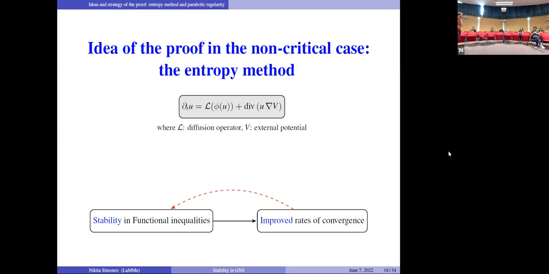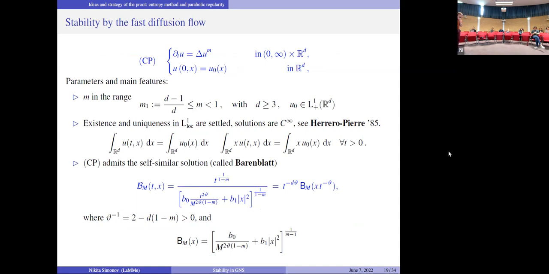Okay. Now, what is the equation that we use? It is what is called the fast diffusion flow. So it's a nonlinear equation, ∂_t u equals Laplacian of u to the power m. m here is assumed to be less than one and bigger than this parameter here. And for simplicity here, you can take u naught, which is non-negative, for instance. These are known equations called the fast diffusion equation. We know quite a lot about this equation in this range of parameters, at least.